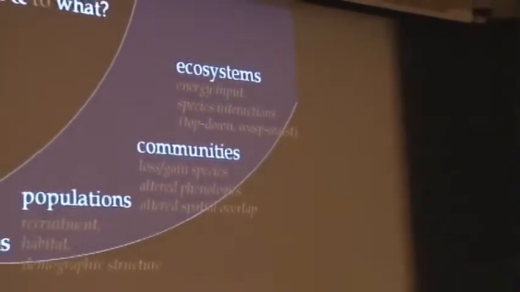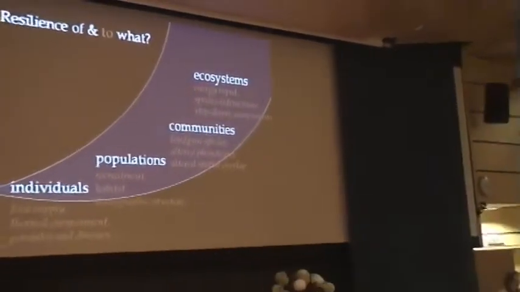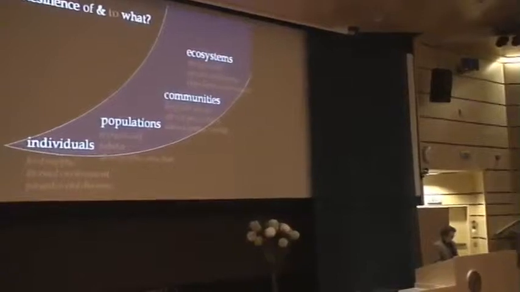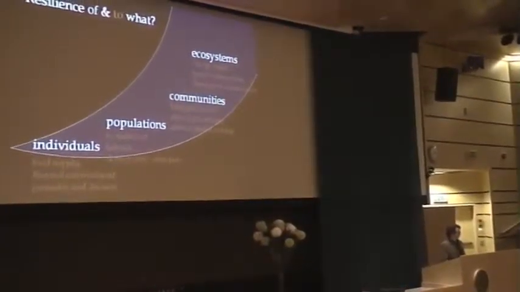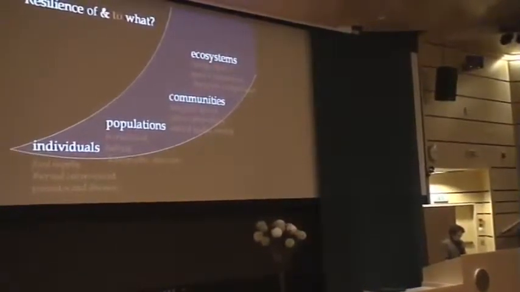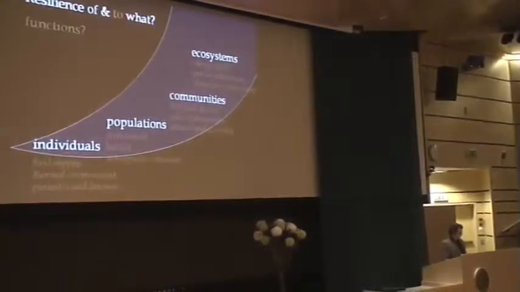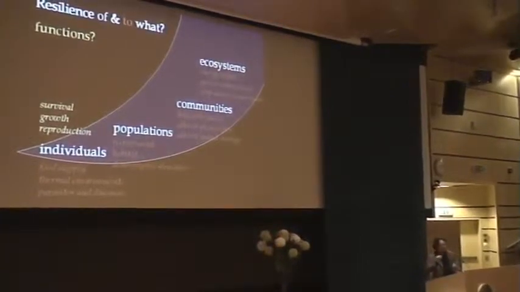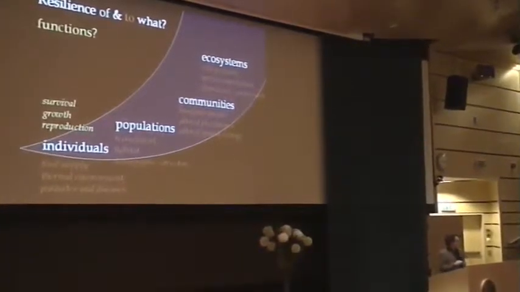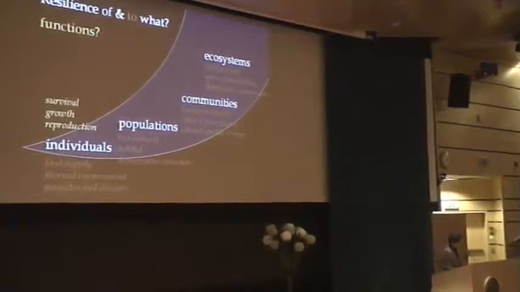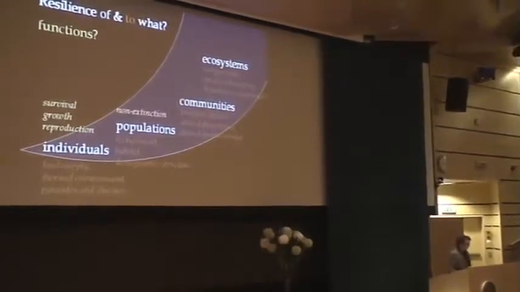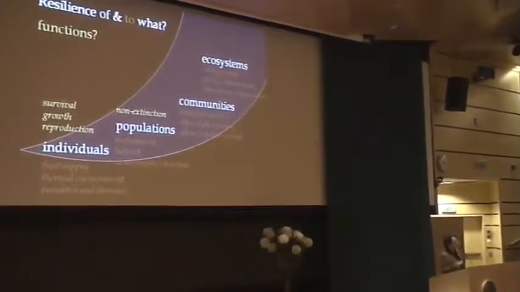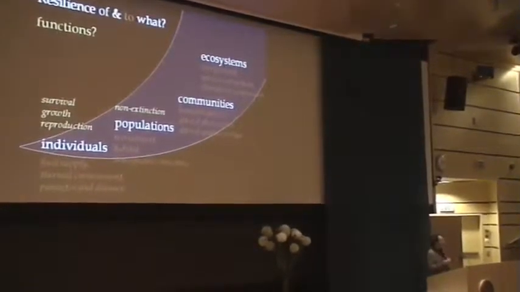So now we've looked at the kind of object for which we can define resilience, and what it should be resilient to, what kind of perturbations. But what function should they maintain? This is often not very well defined. For individuals, the basic functions we can think of are survival, growth, and reproduction. For populations, the ultimate function that the population has to maintain is not becoming extinct.